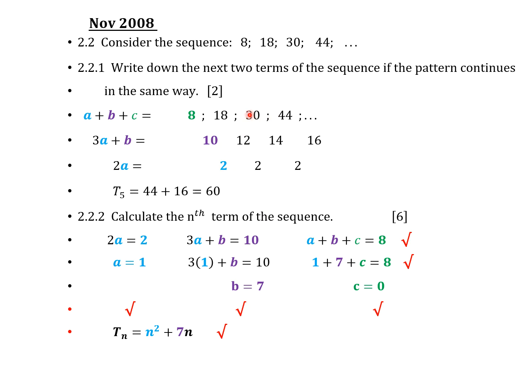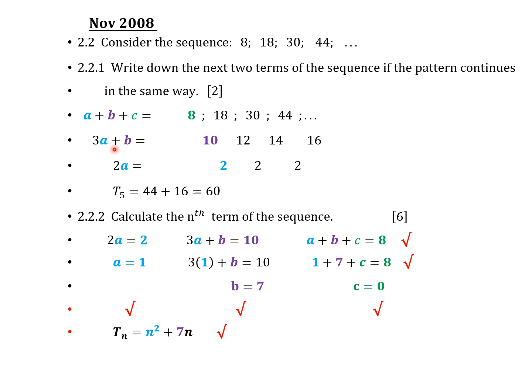If I look there, 44 minus 30 gives me 14. 14 minus 12 gives me 2. So I have a consistent second difference of 2. 14 plus 2 would give me 16. And 44 plus 16 then gives me the next term, equal to 60. 1 mark there. Right, then calculate the nth term of the sequence, which is a very common exam question.